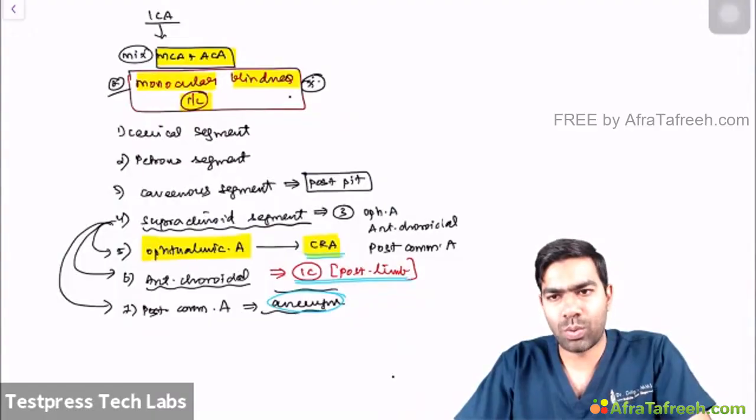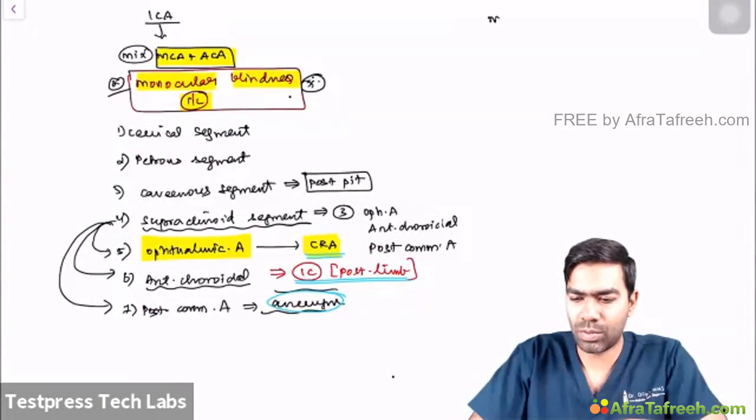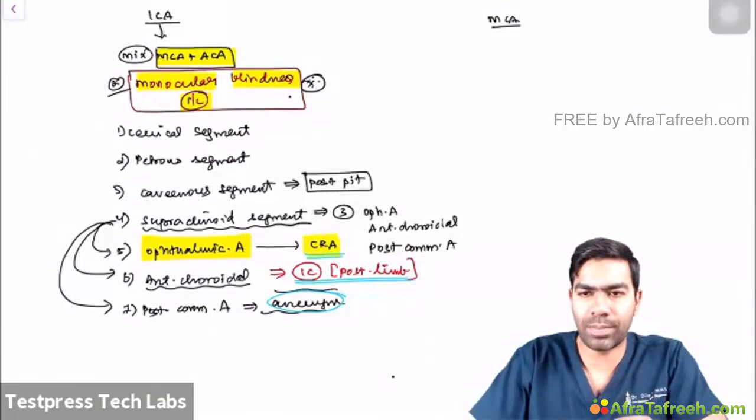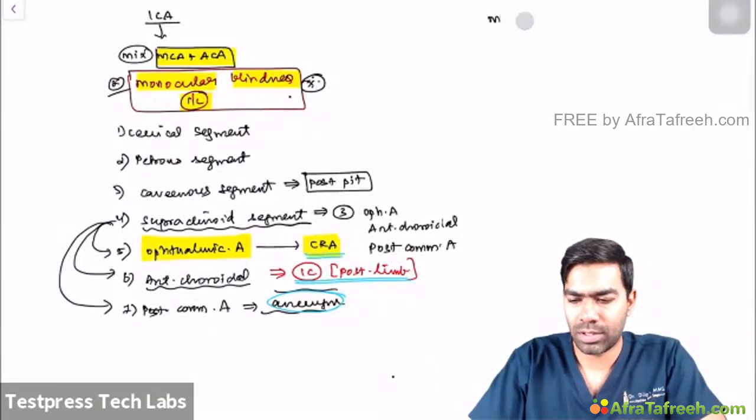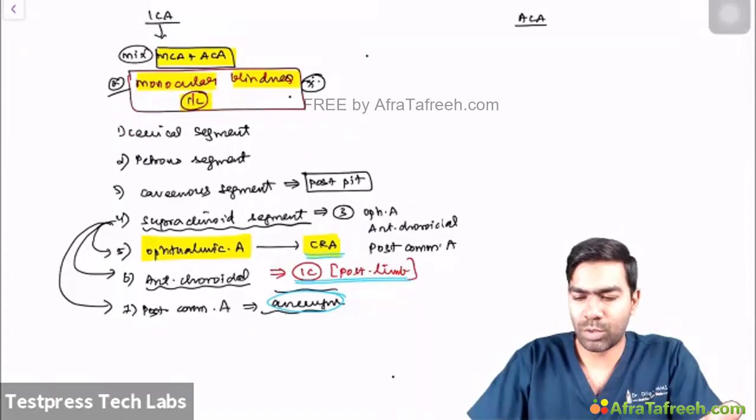Actually, no. They don't result in that much of severe weakness. Why? I will tell you. For that, we need to go to the circle of Willis once again, because there is going to be substantial anastomosis in the brain.